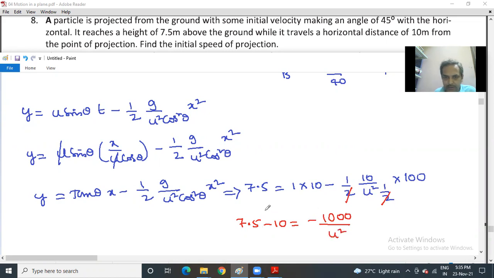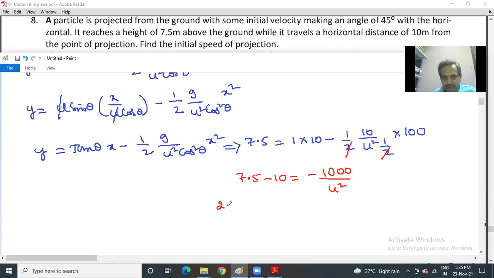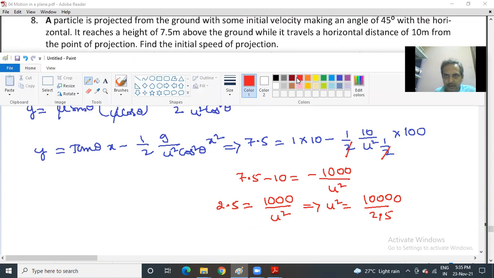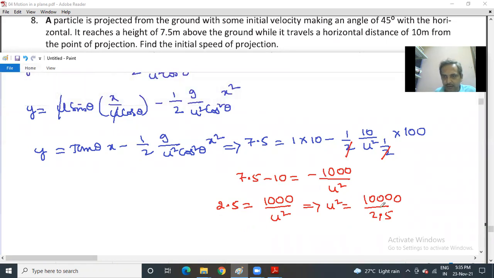So it will be 2.5 is equal to 1000 by u square. Then u square is equal to 1000 by 2.5. It will be 10,000 by 25. This will be 4 times. It will be 400. So u square equal to 400. U will be 20 meter per second. So 20 meter per second is the answer for this question.